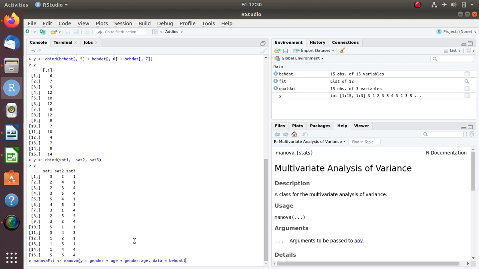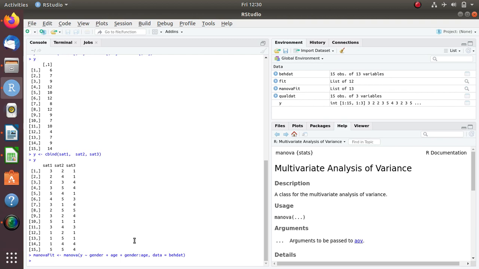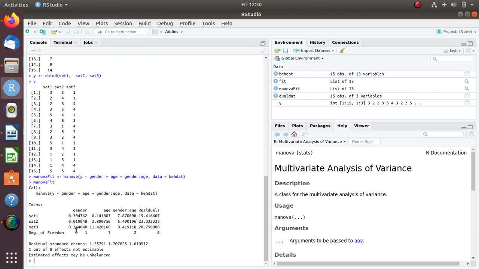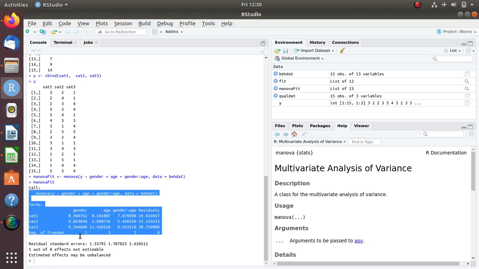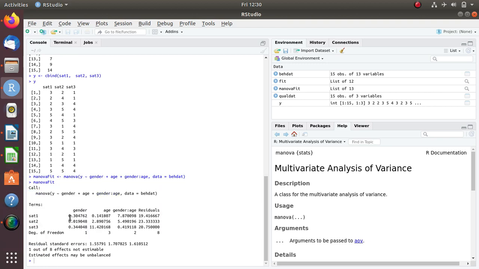Now let's go for MANOVA this time. Yes, we did this. Okay, now MANOVA fit. Wonderful, we got output here. Now you see for SAT1, you got the coefficient for gender, the coefficient for age, then the coefficient for the interaction, and then the coefficient for the residuals. In other words, we also sometimes refer to this as an effect. There is an effect for satisfaction, I mean the variable.